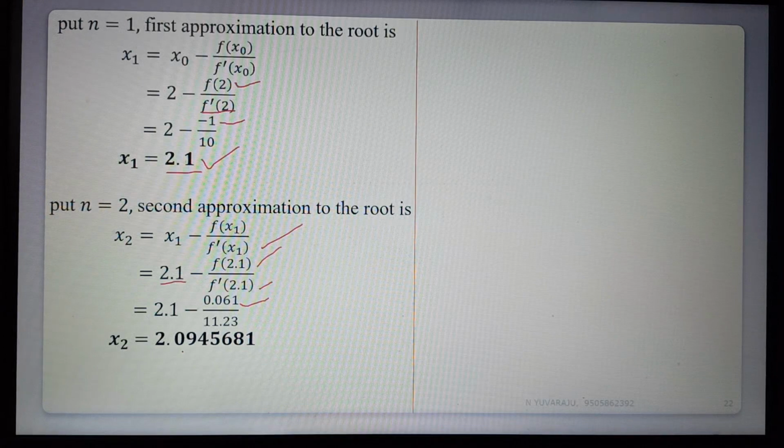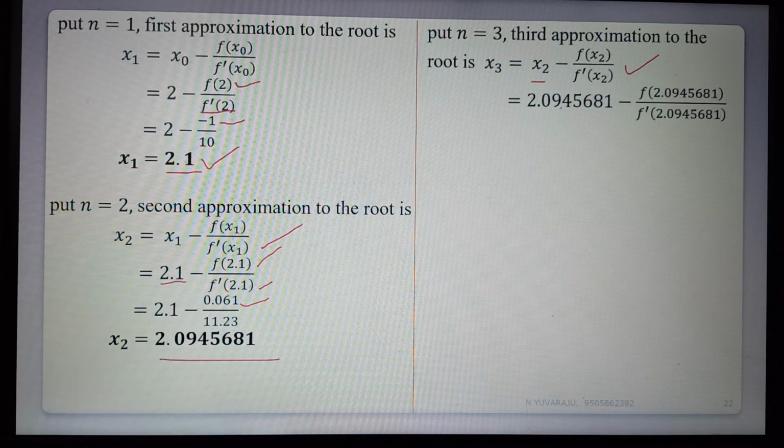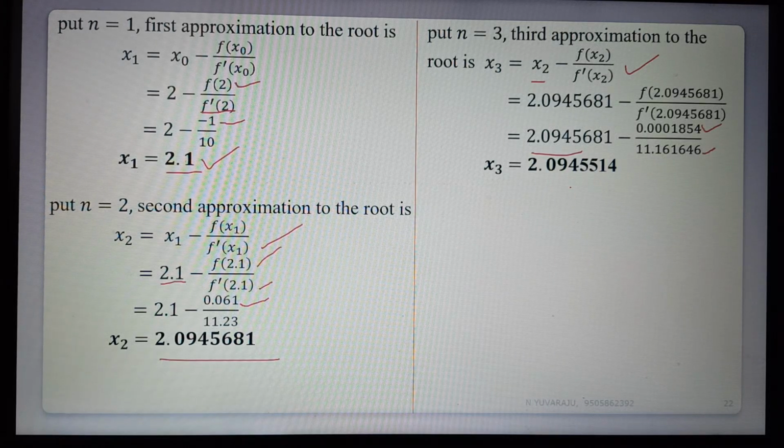Next, the third approximation: x3 is equal to x2 minus f of x2 by f dash of x2. Using x2 equal to 2.0945681, that is 2.0945681 minus f of 2.0945681 by f dash of 2.0945681. Substituting in the given equation we get the values of f of x2 and f dash of x2.